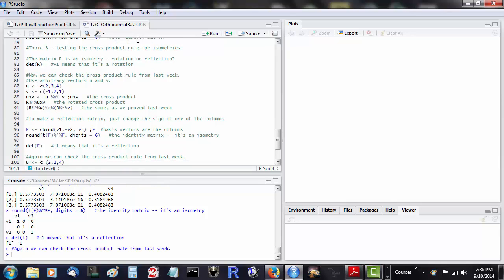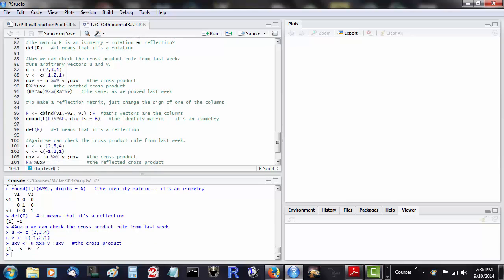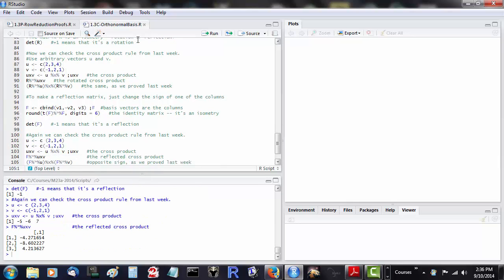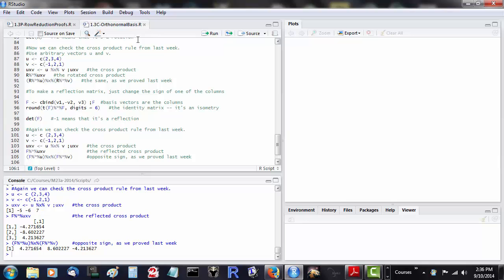Now let's do the cross product rule again. There's our vectors u and v. There's their cross product, and here's the result of applying F to them. 2 minus signs and a plus sign. Here's what I get if I first apply F to u, then apply F to v, then take the cross product. Same numbers, but 2 plus signs and a minus sign. I've changed the sign of the result, and that's exactly what last week's proof showed.